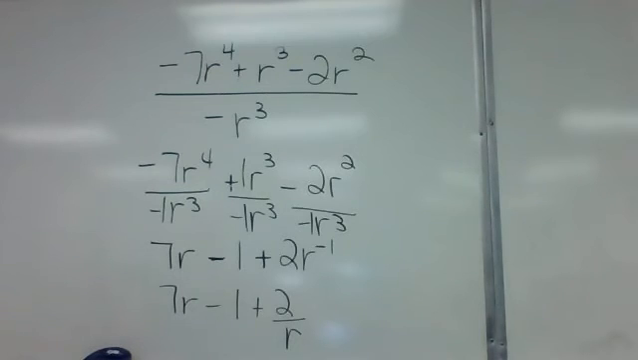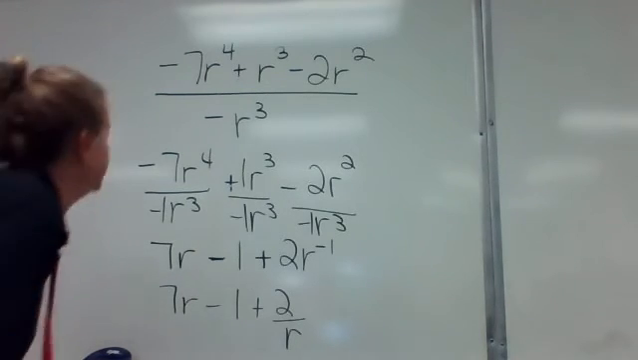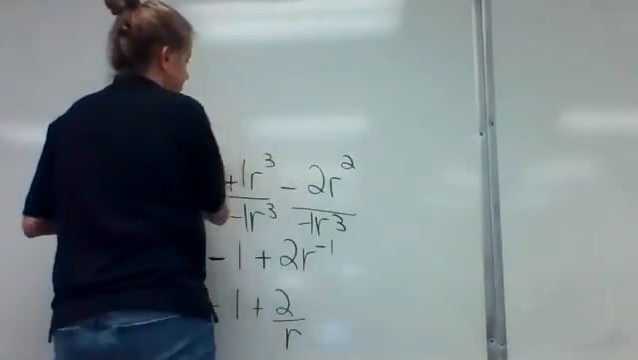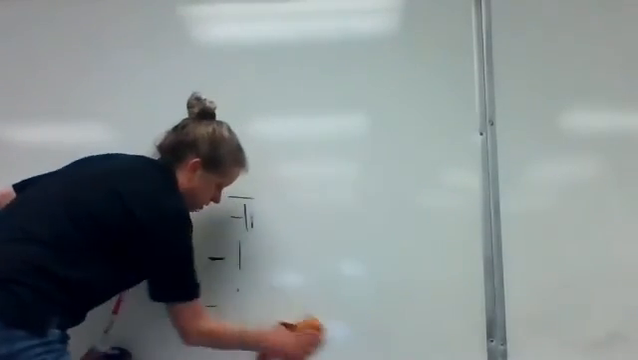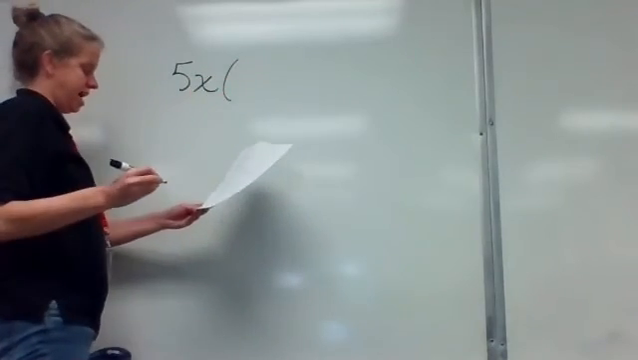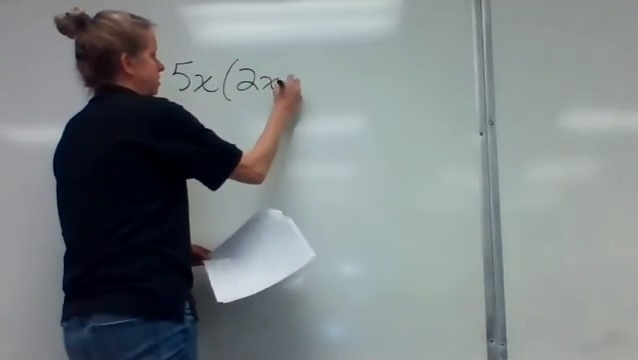Two more. Number 19 is another multiply. Five x times 2x plus 7.